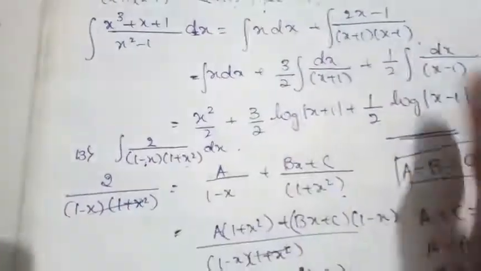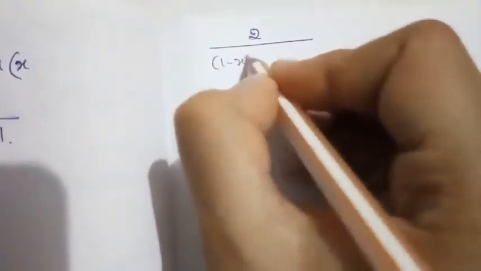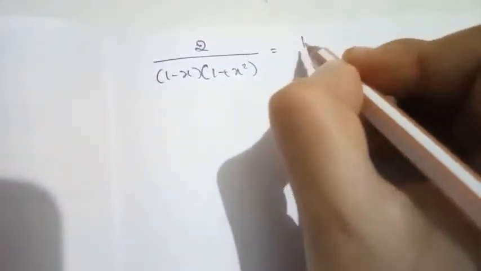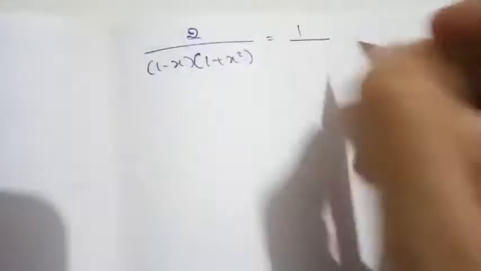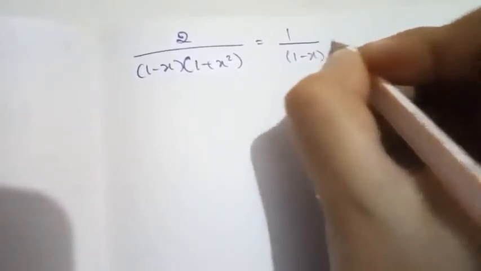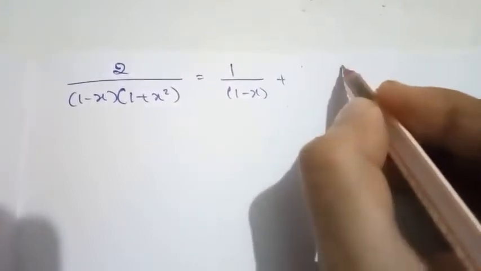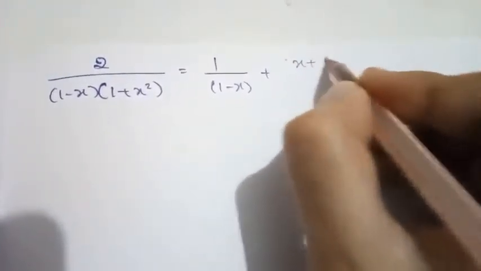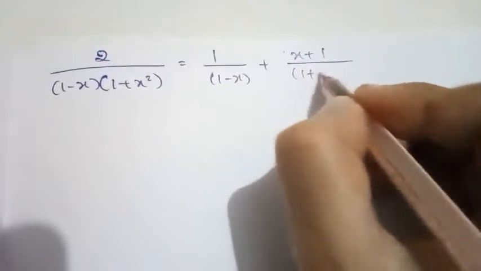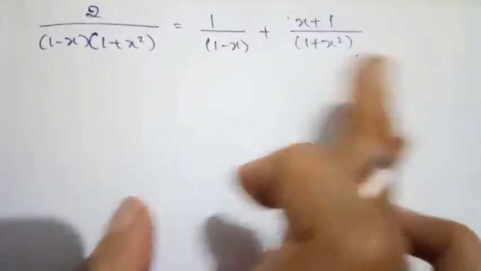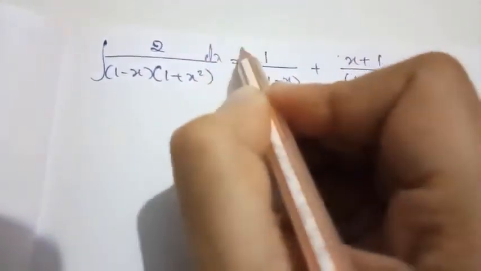So this equation becomes: 2 divided by (1 minus x)(1 plus x square) is equal to A divided by (1 minus x), the value of A is 1, so 1 divided by (1 minus x), plus (Bx plus C), where B is also 1 and C is also 1, so it is (x plus 1) divided by (1 plus x square). So clearly now we should get the value of this by integrating on both sides.